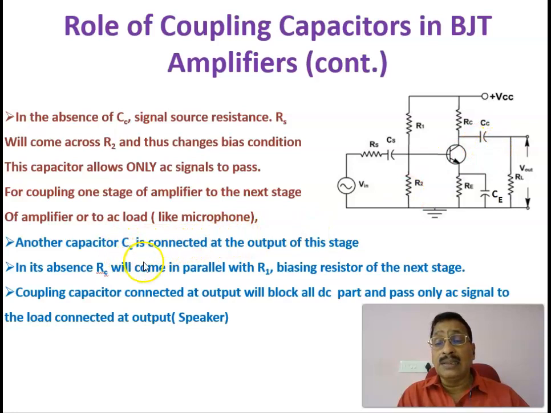And another capacitor, CC, is connected at the output side. This is the capacitor connected to the output side. In the absence of this, RS will come in parallel with R1 and the biasing of the next stage, affecting the biasing. And the coupling capacitor connected at the output will block the DC part and pass only the AC signal to the load at the output.